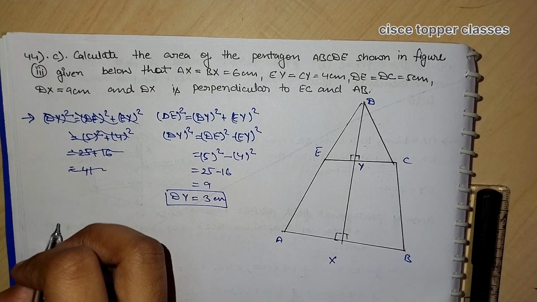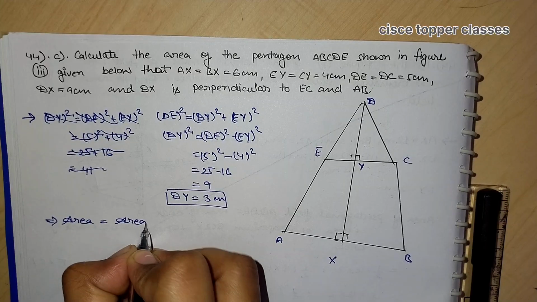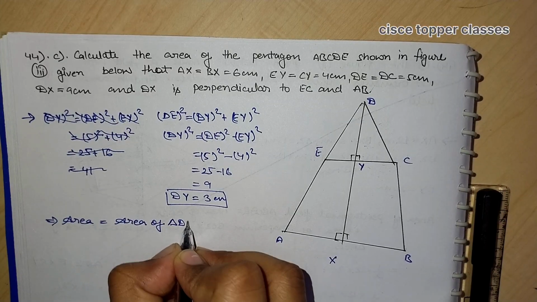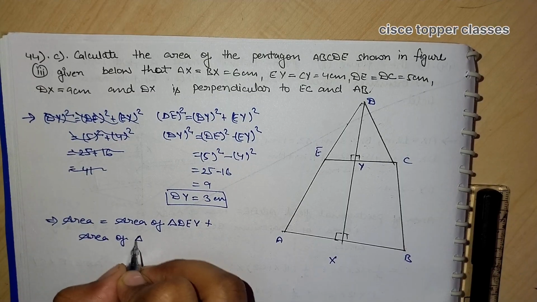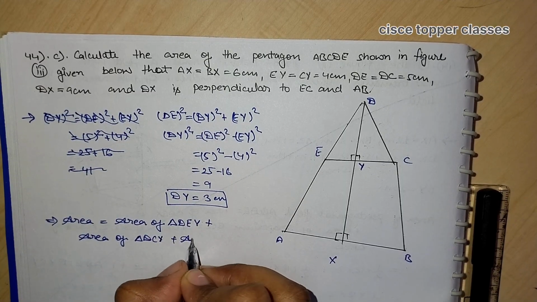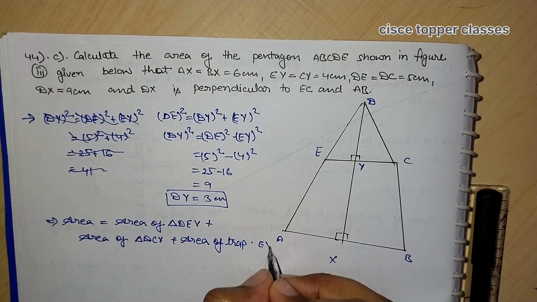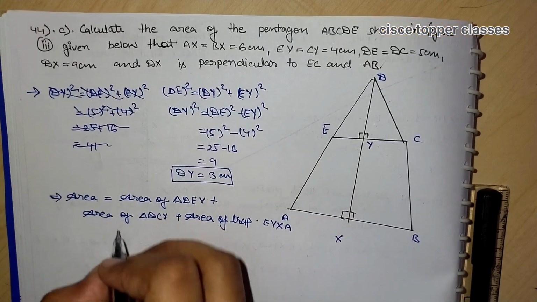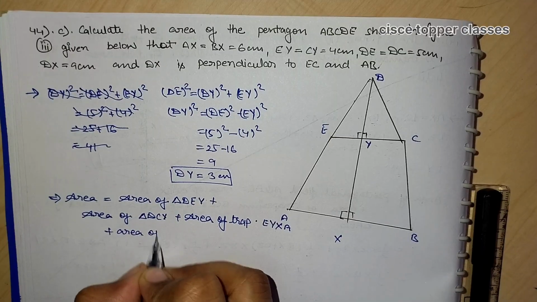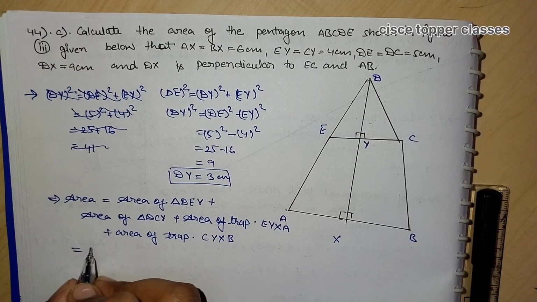Now we have the area. Total area will be area of triangle DEY plus area of triangle DCY plus area of trapezium EYXA, again area of trapezium CYXB. So we can write area of triangle DEY as half base into height.